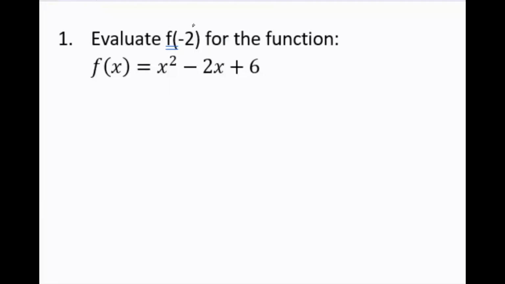So all I'm doing is I'm plugging -2 in for x. So anywhere I see an x, I'm going to plug in -2. So f of -2 equals -2 squared minus 2 times -2 plus 6. I like to put whatever I'm plugging in in parentheses. That way I know that piece goes together. That's what's being inserted into the equation.